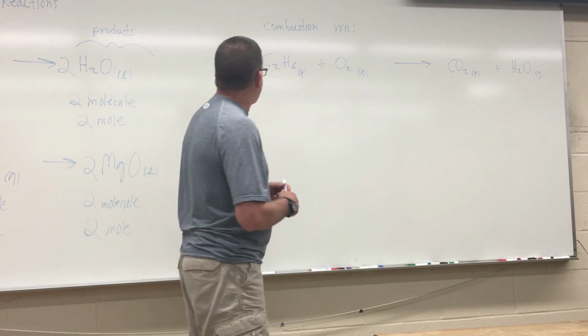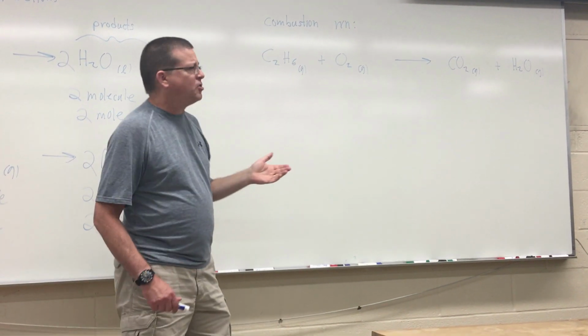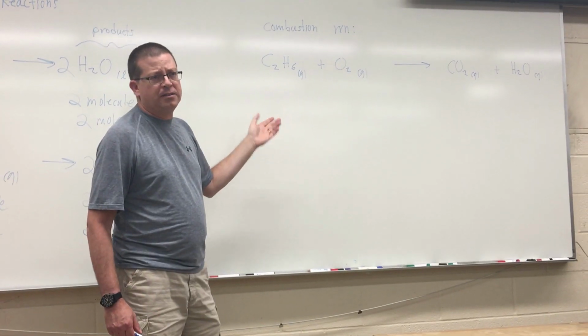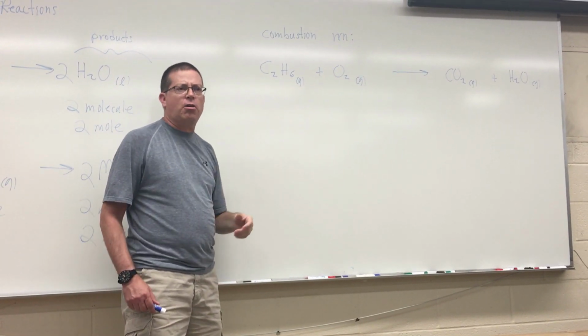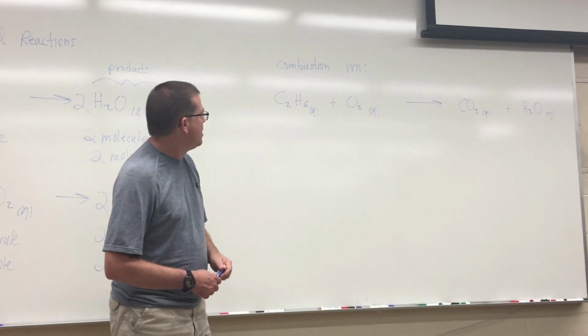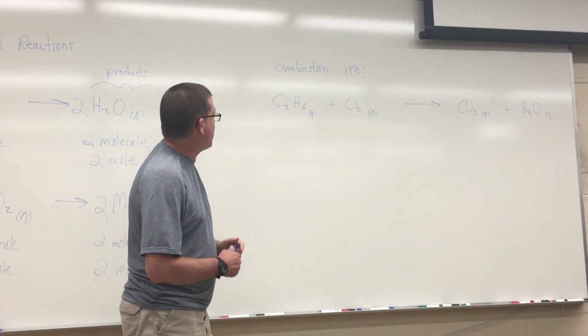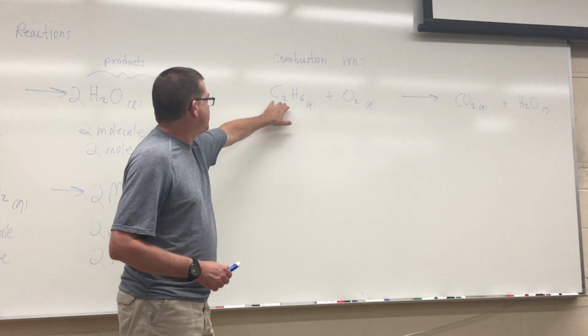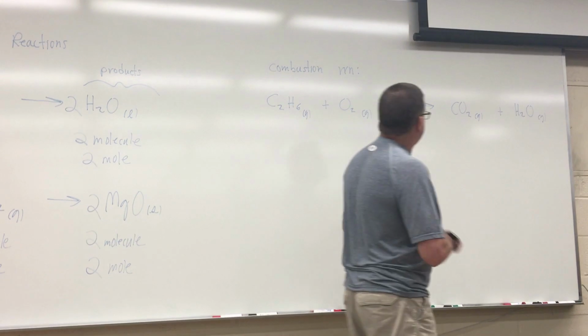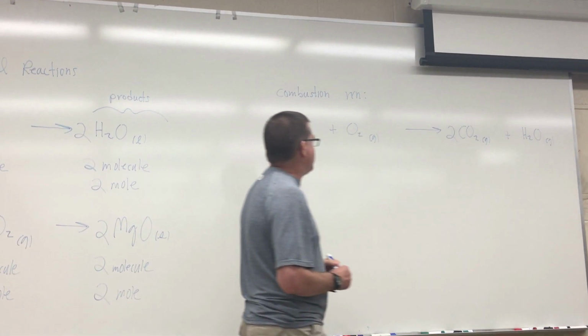So let's start with the carbons. I'm going to leave the oxygens to the end because the oxygens appear in multiple places. So as a general rule, we're going to start with the elements that only appear in 2 places instead of 3 places. All right, so carbon only appears once here, once over on the other side of the arrow. So we got 2 carbons here. So that means I need to balance this out by making 2 carbon dioxides on the right-hand side.